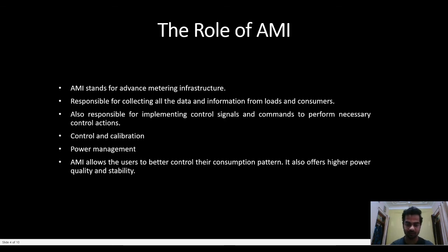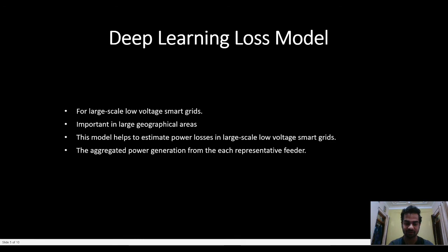The next model is a deep learning loss model for large-scale, low-voltage smart grids. This provides information for distribution system operators when they encounter the challenge of managing network losses in large geographical areas with hundreds of secondary substations and thousands of customers. This model provides a methodology to estimate power losses in large-scale, low-voltage smart grids.